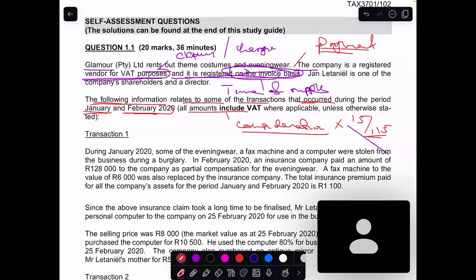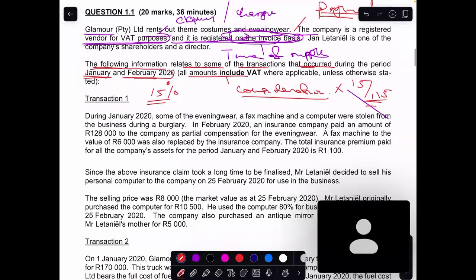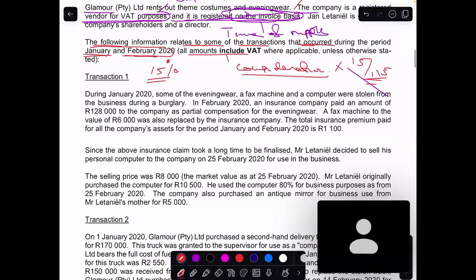If they say to us the amounts exclude VAT, we are going to calculate our VAT portion as 15%. You say amount times 15%. Right, so these are the things which you should address reading your introduction here. Each and every sentence given should mean something, or you should get its meaning. Right, now we go to transaction one.